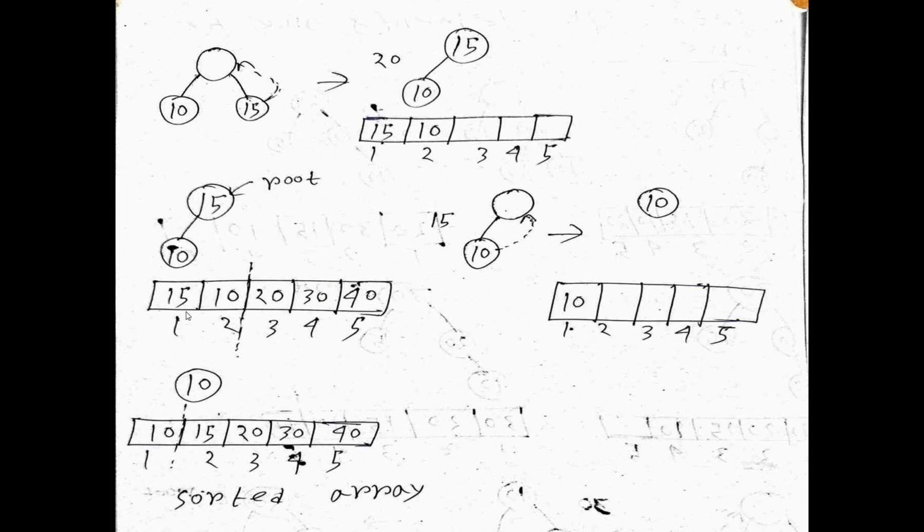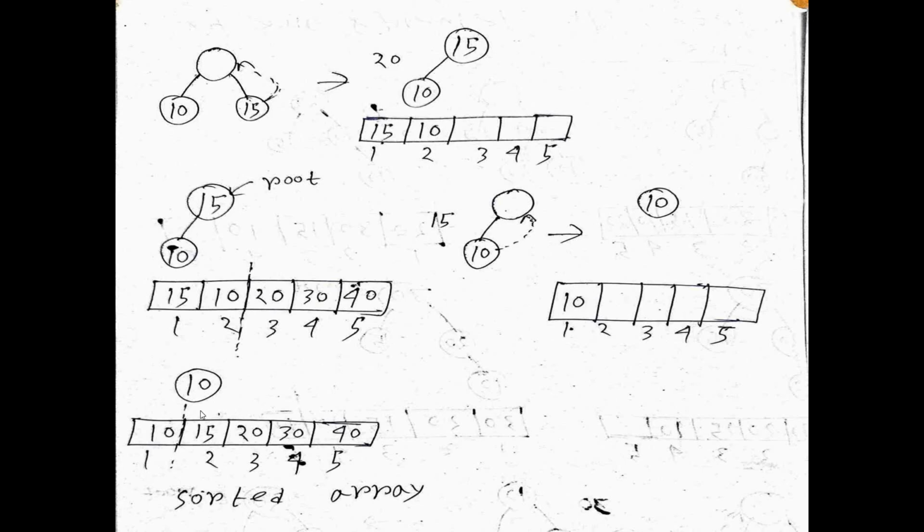Now again repeat the procedure. Delete the root, delete the 15. Which element goes there? We only have one element, 10. 10 goes here, and we write 15 here. Now there are 4 free spaces, and there is a partition. We have only one element.